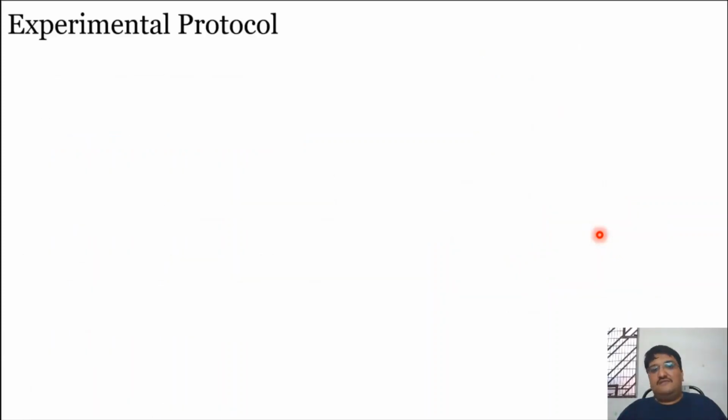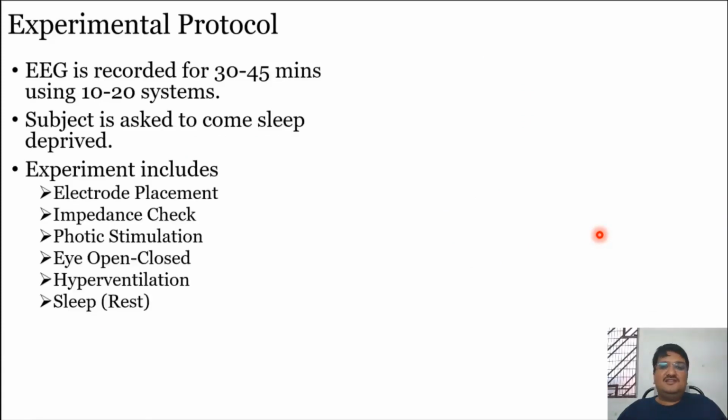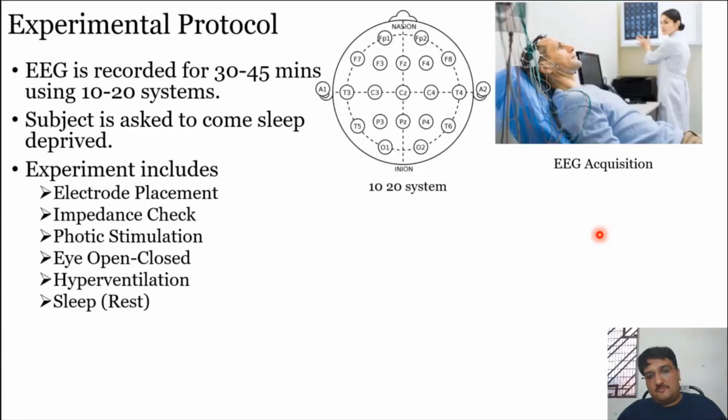Further, we will see how EEG is recorded, and what people specifically do for EEG recording or for epilepsy screening. This is the experimental protocol: it is recorded generally for 30 to 45 minutes. And what do they do during this 30 to 45 minute time period?